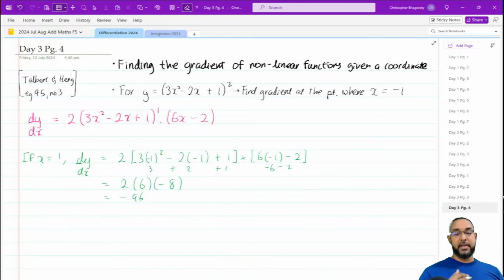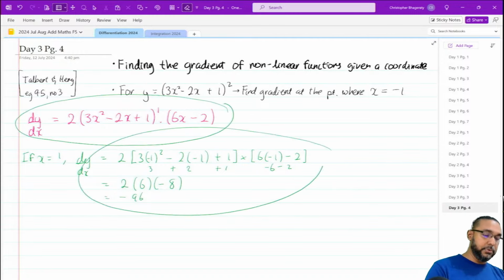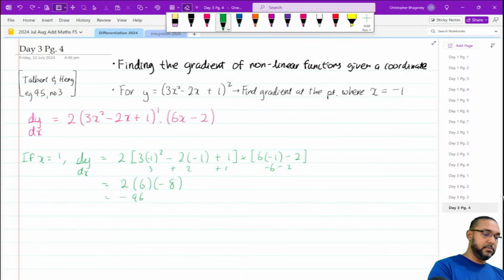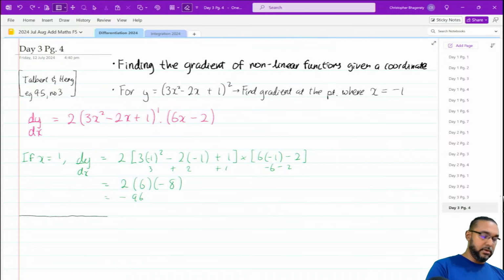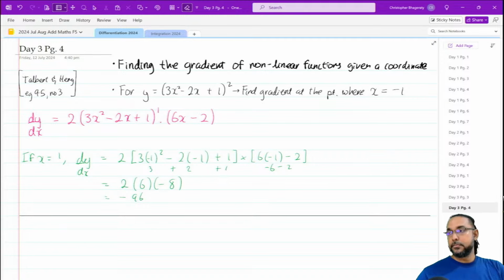So you find the gradient. They give you the function, and they give you the point where they want the gradient, the x coordinate of that point. So you find the derivative of the function, you substitute, simplify, and solve. How are we feeling about that? Relatively straightforward? All right, cool.